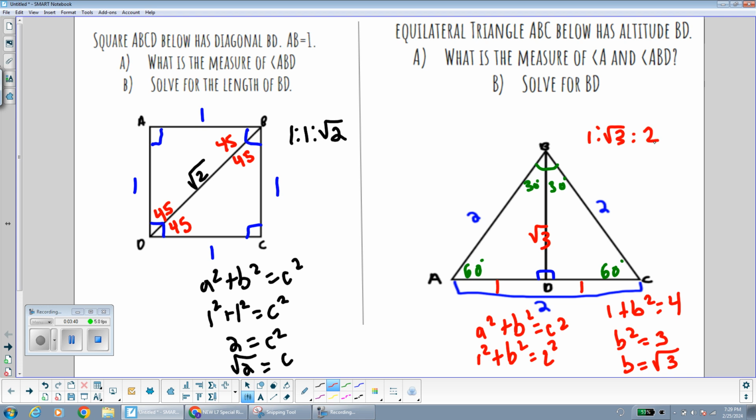What this ratio means is that the smallest side, which is across from the smallest angle, across from the 30-degree angle, is half the length of the biggest side, which is across from the 90-degree angle, the hypotenuse. The middle side, which is across from the middle angle, the 60-degree angle, is radical 3 times as large as the smallest side.